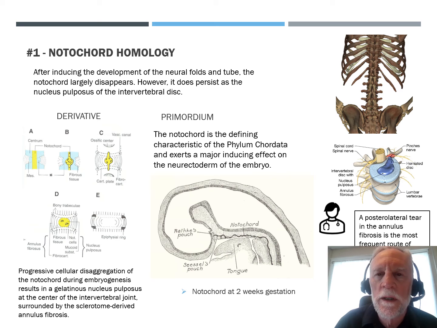The notochord, originally a cartilaginous rod underlying the neuroectoderm, undergoes degeneration during embryogenesis. Its derivative is the gelatinous nucleus pulposus at the center of the intervertebral joint. It is surrounded by mesoderm-derived annulus fibrosus. A posterolateral tear in the annulus fibrosus is the most frequent route of extrusion of the nucleus pulposus, causing spinal nerve compression.